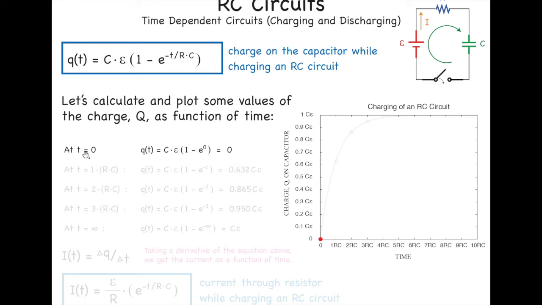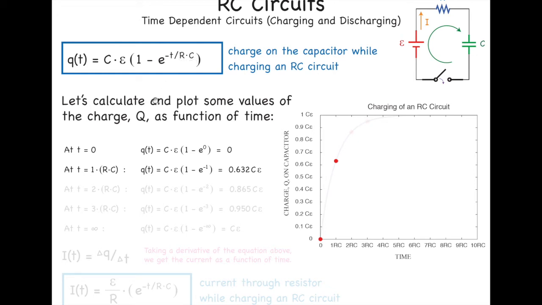And of course, when we first start, the instant that we close the switch at t equals 0, there is 0 charge on this capacitor, because it started off empty and we've just barely closed the switch. But at a time RC later, and remember, RC, when you multiply the terms together, gives you a number in seconds.